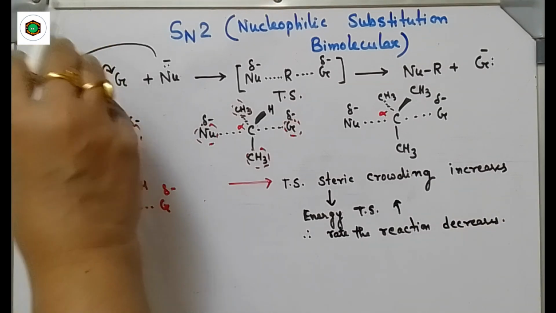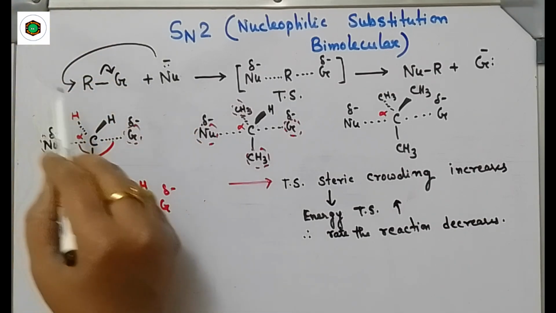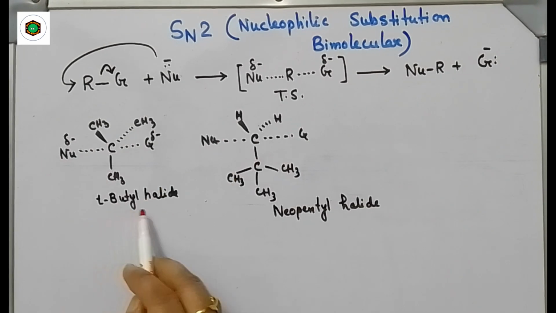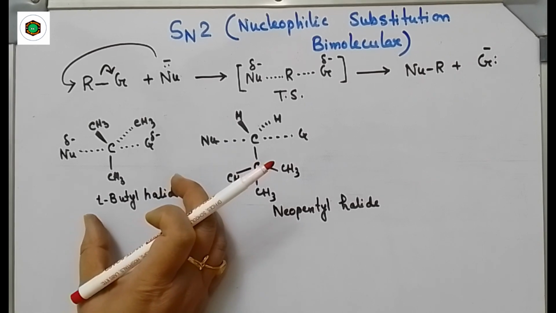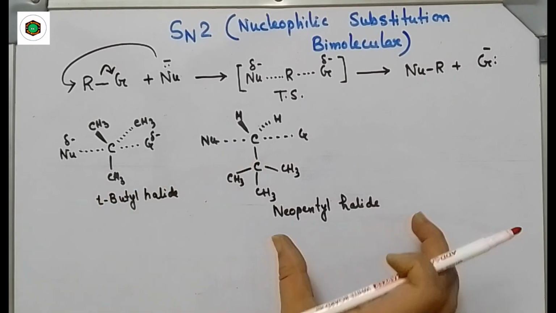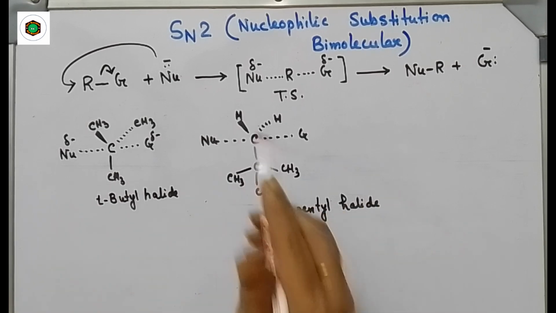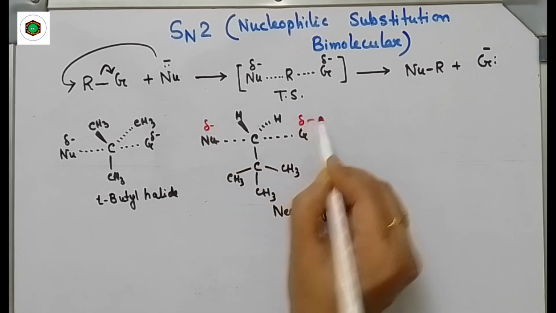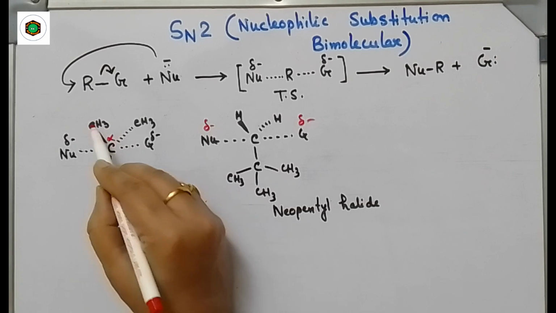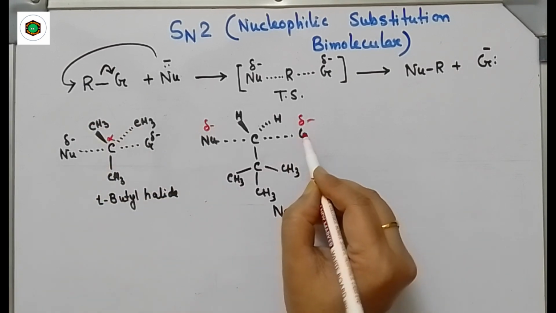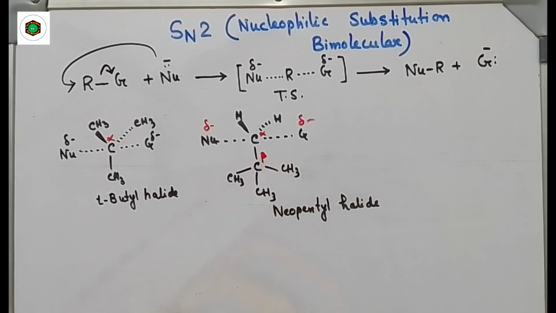If in the substrate more crowding is there, it is difficult for the attacking nucleophile to approach and attack. Now see, this is the transition state of SN2 reaction where the substrate is tertiary butyl halide, and here the substrate is neopentyl halide. So what is the difference between these two transition states? Here with respect to the leaving group, this is the alpha carbon, and 3 methyl groups are there. Here, with respect to the leaving group, this is the alpha carbon, this is the beta carbon. Here branching is there at the beta carbon.